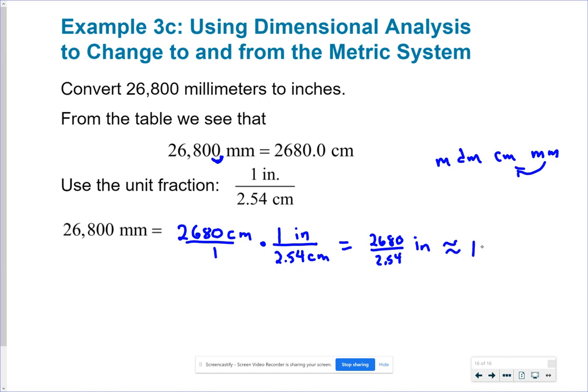And I'm just going to round this to the nearest whole inch. So I'm going to put an approximation symbol. To the nearest whole inch, it's 1,055. It actually goes 0.11811, and it goes on, but we're just going to round it to the nearest whole inch. Just on MyMathLab, make sure you look and see how they want you to round it. And that is the end of our 5.1 notes.